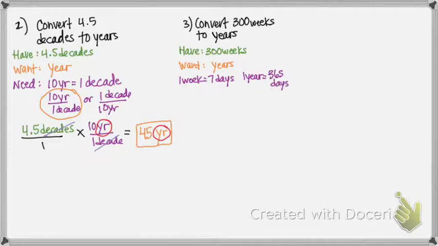So, 2 ways to write it. 1 week over 7 days, or 7 days over 1 week. So it kind of depends upon what labels I need and what labels I need to get rid of. Same thing on this guy. Or 365 days, 1 year. Okay, so let's start with what we have.